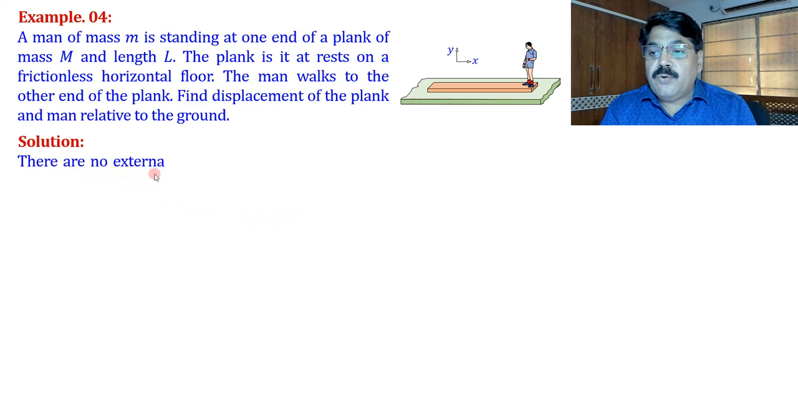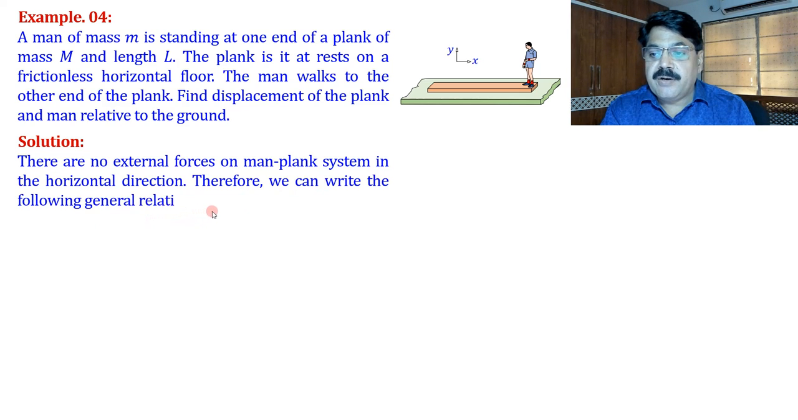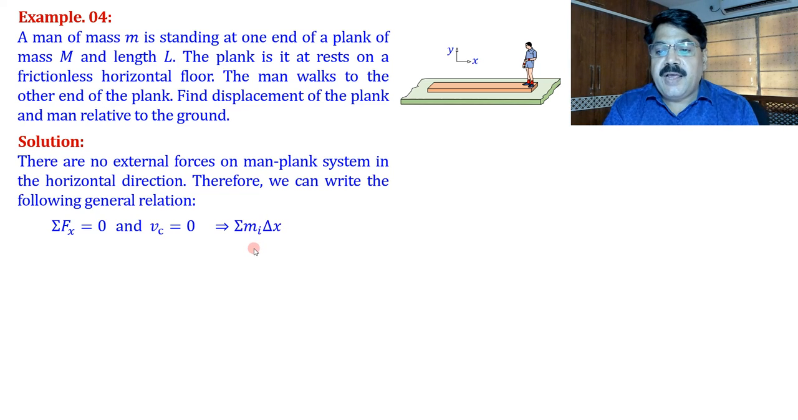Now there are no external forces on the man-plank system in the horizontal direction. Therefore, we can write the following general relation: summation Fx equal to 0 and vc is 0. Therefore, we can write summation mi delta xi is equal to 0. If vc were not 0, we would write total mass M into delta xc. There may be such a situation in some problem. We'll see later on. So here, now we put the values.